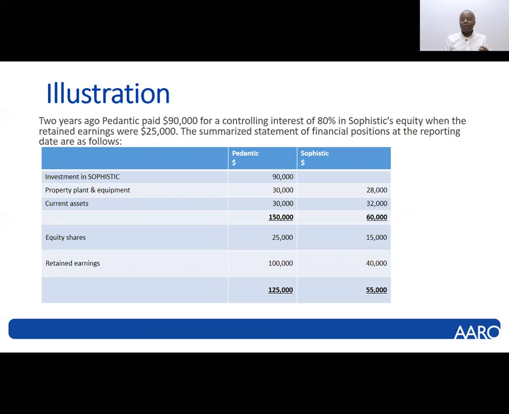Illustration, we are told, 2 years ago, Pedantic paid $90,000 for a controlling interest of 80% in Sophistic's equity when retained earnings were $25,000. The summarized statements of financial position at reporting date are given there. We have investment in Sophistic, Pedantic, 90,000. That has to be booked.